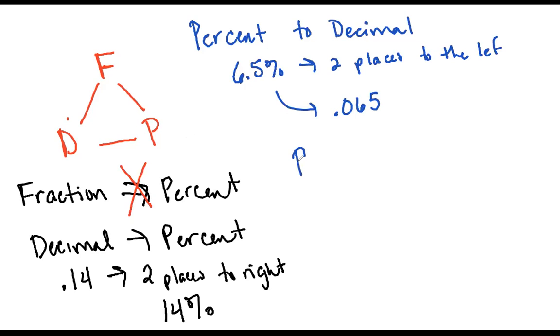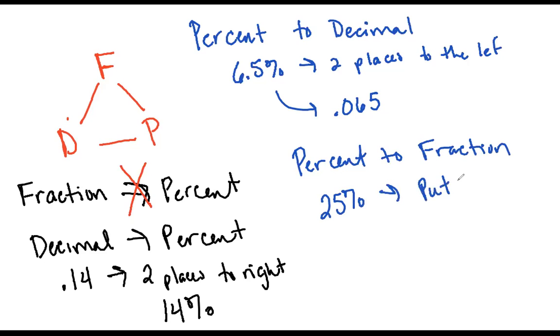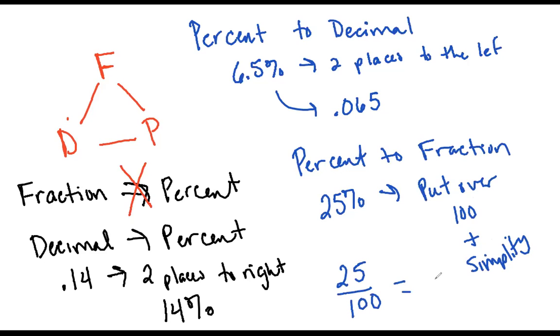And then last but not least is percent to a fraction. Let's say I have 25%. All I do is put the percent over 100, and then you simplify if you can. If you can't simplify, you leave it alone. But I do 25 over 100, and when I simplify that, I'm going to get 1/4. So 25% is 1/4.